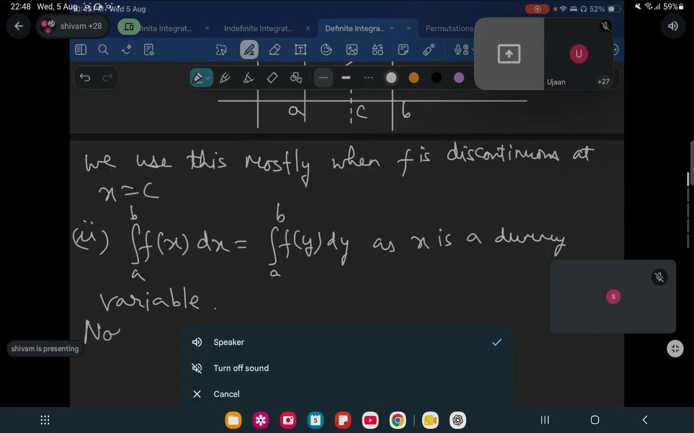Note, if f of x is defined on a or b, or discontinuous at a or b, or both.